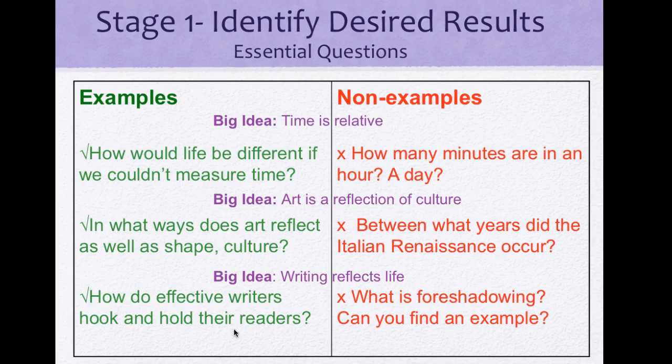What is not an essential question is, what is foreshadowing? Can you find an example? That is a test item, that is an instructional piece of information. This is not an essential question.